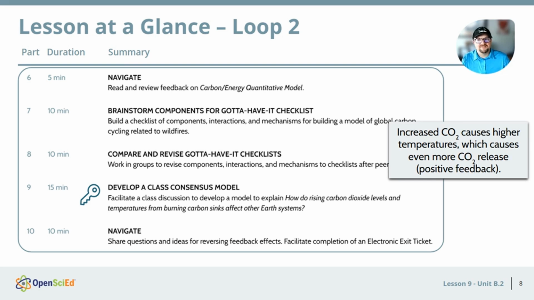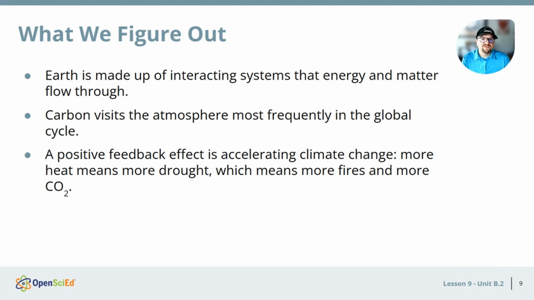help stop the fires. By the end of these 2 days, the class establishes that Earth is made of interacting subsystems, that energy and matter flow through, and that carbon visits the atmosphere most frequently. They also construct an understanding of a positive feedback effect. Higher heat causes more drought, which leads to more fires, releasing more CO2 and accelerating climate change.